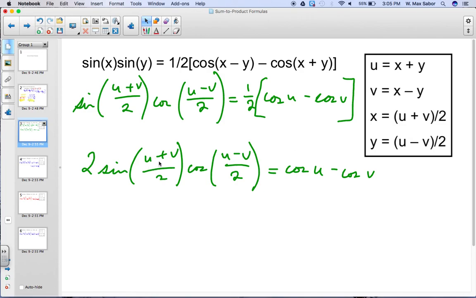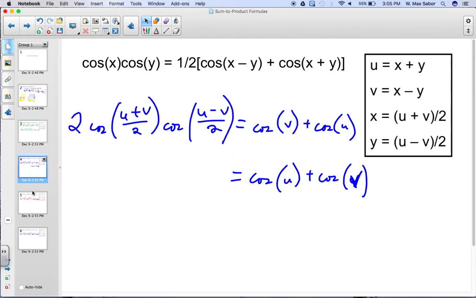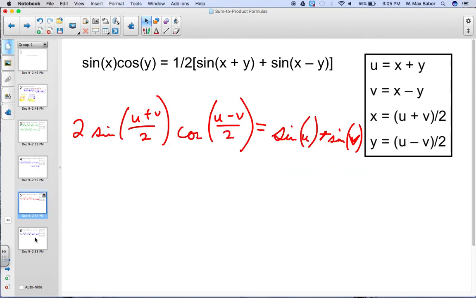All of them have the average of the 2 input values and half of the difference of the 2 input values as a method of figuring out cosine of u minus cosine v, or cosine plus, or sine plus, or sine minus.